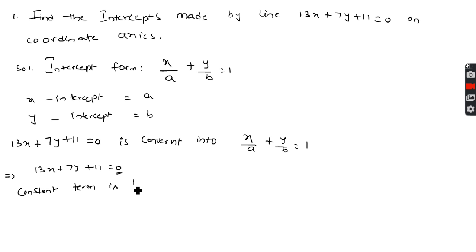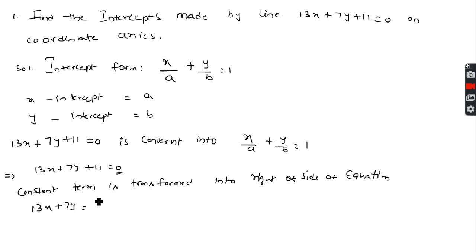is transformed into the right side of the equation. So that is nothing but 13x plus 7y, and the plus is converted on this side into minus, and we get minus 11. Here we need 1. For getting a 1, divide by minus 11.